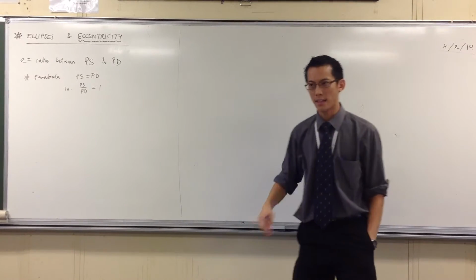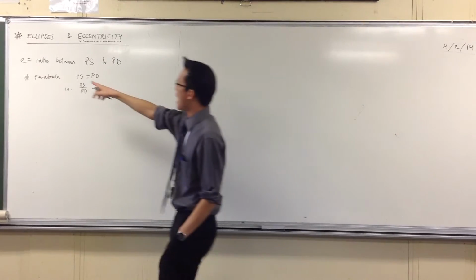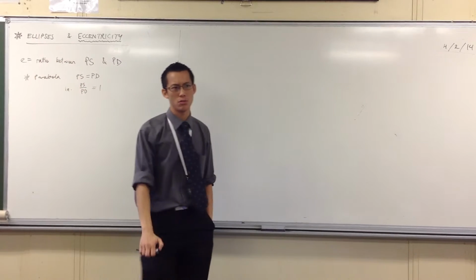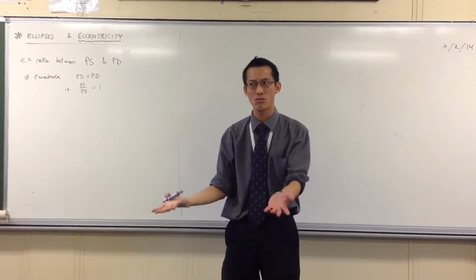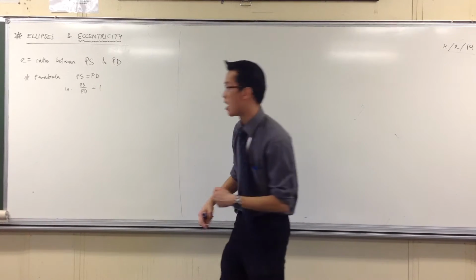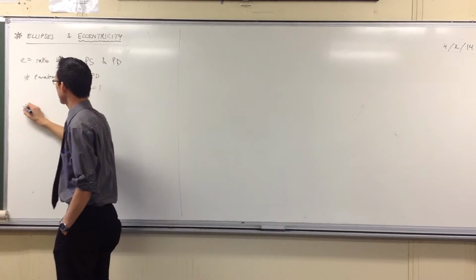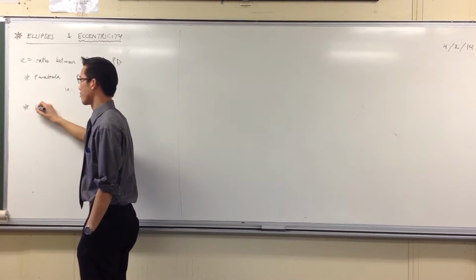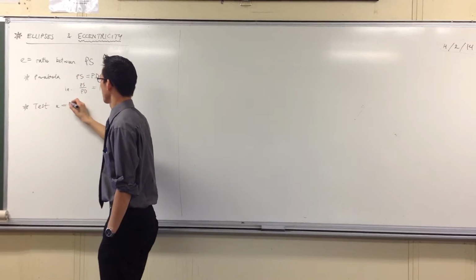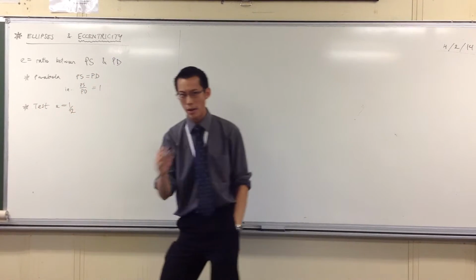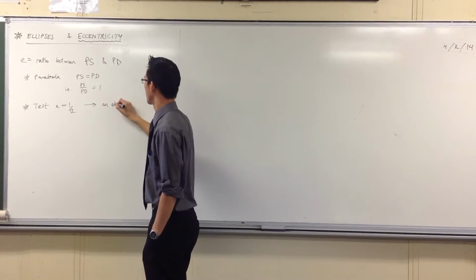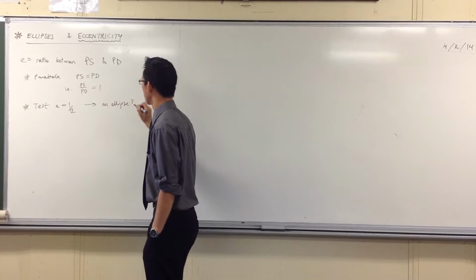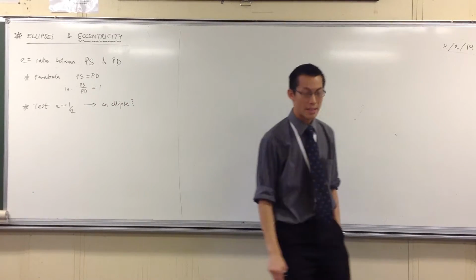Now let's cover a bit more recent ground. How did we end up with an ellipse? What did we do? We adjusted the eccentricity. We tried out a half. Okay, and what we ended up with was an ellipse. Now, that's what we're going to pick up.